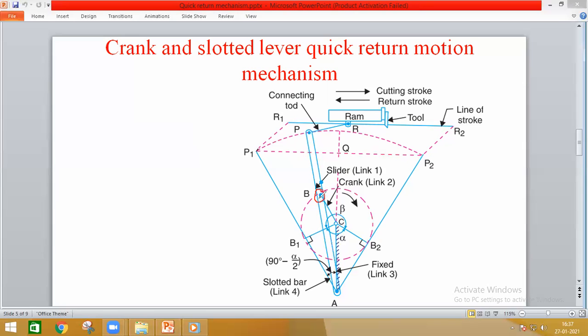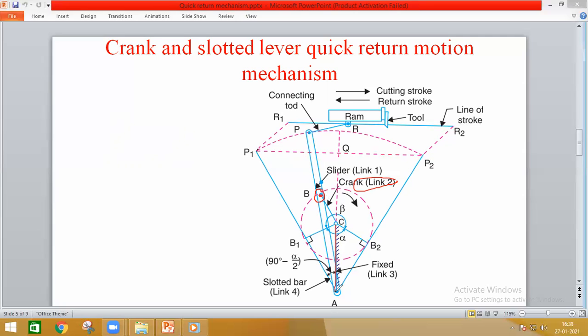So here we have the four links. Link number one is the slider. The slider is fitted inside the slotted lever by means of a crank pin. So this one is the crank pin. And link number two is the crank. A crank is one which can rotate through 360 degrees.